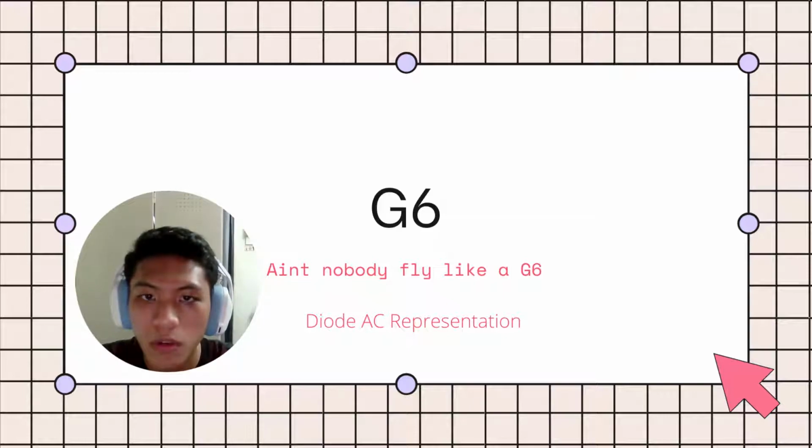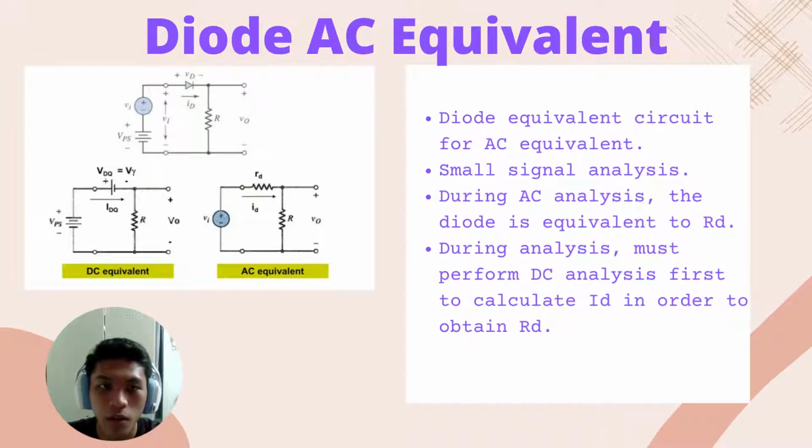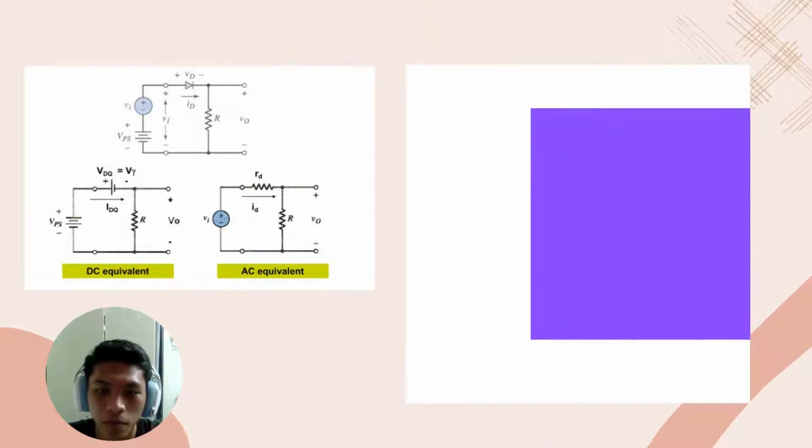In this video, our group will talk about diode AC representation. Diode AC equivalent is basically the diode equivalent circuit for AC. As you can see in the picture, this is a simple representation of the AC equivalent model. According to this picture, during AC analysis, the diode is equivalent to RD, and you must perform DC analysis first to get ID in order to obtain RD. All of this we will discuss in detail in the next part.